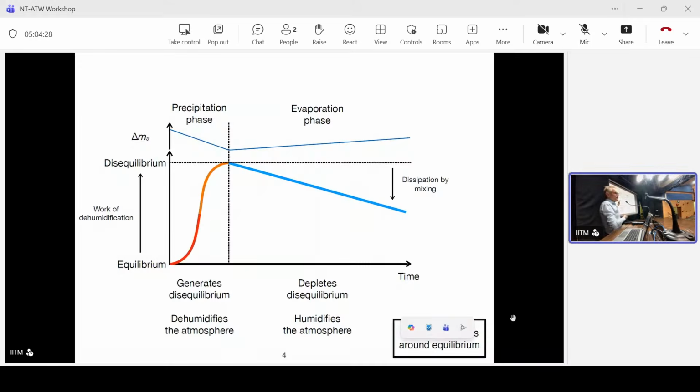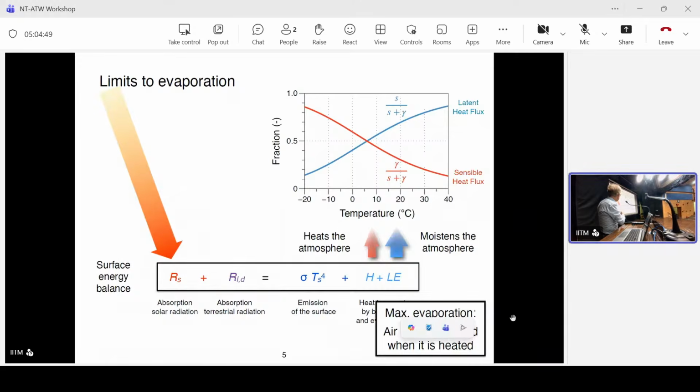Maybe you can think of part of that oscillation as being actually quite similar, right? You have a precipitation phase in your MISO, and you have an evaporation phase in that MISO. Now, I want to look at both of these phases separately. So first, look at how much evaporation is actually limited by thermodynamics.